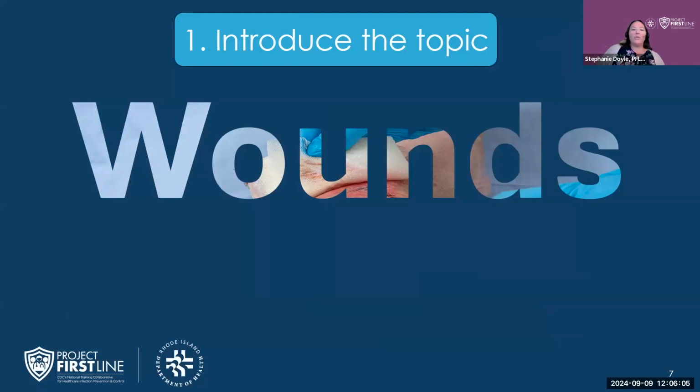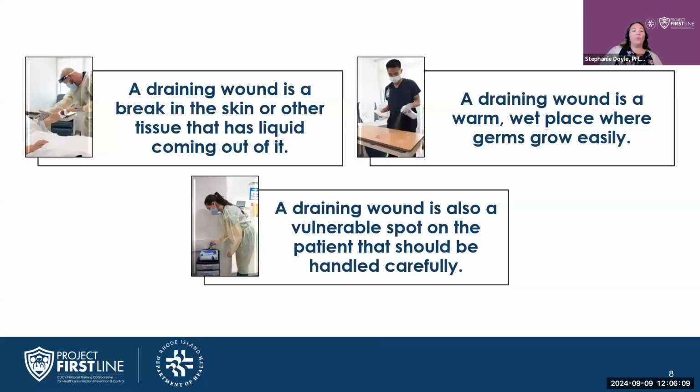So now we'll get into the microlearn topic. So we're going to introduce the topic of wounds to the team. A draining wound is a break in the skin or other tissue that has liquid coming out of it. So keep it very simple. A draining wound is a warm, wet place where germs grow easily. And a draining wound is also a vulnerable spot on the patient that should be handled carefully, both to keep germs from spreading and to protect the patient from germs.